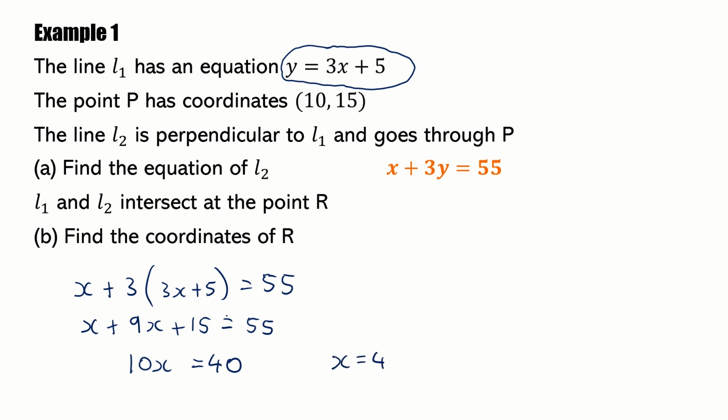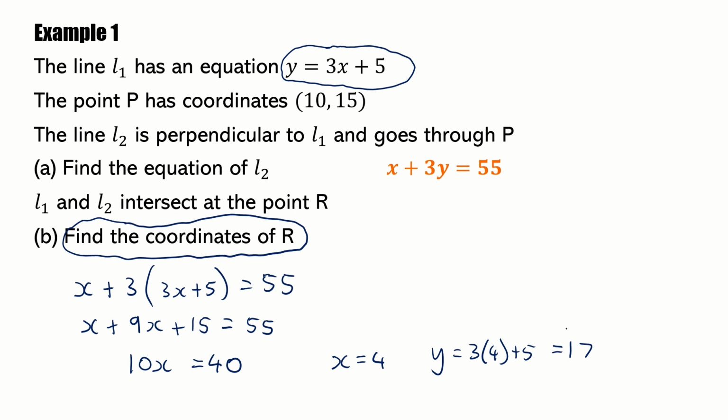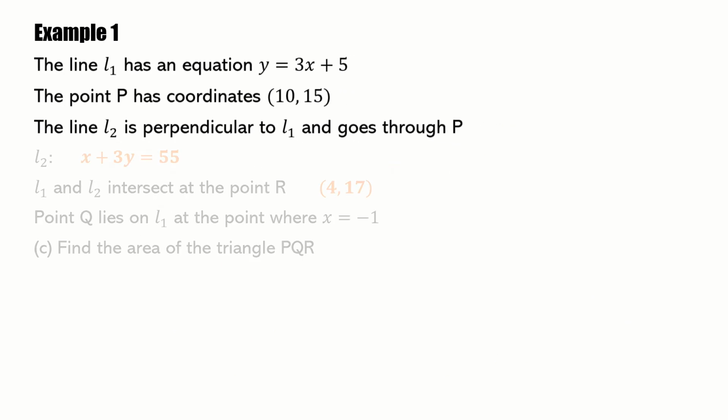Once I've got that x is equal to 4, y is going to equal 3 times 4 plus 5, which is 17. So therefore, the coordinates of R: that's something worth pointing out, don't get caught up by that. If they ask for coordinates, give your answer as coordinates, so I should write it in the format of coordinates at the end. That's my coordinates for R. There you go, part B done. Both those questions were fairly straightforward.